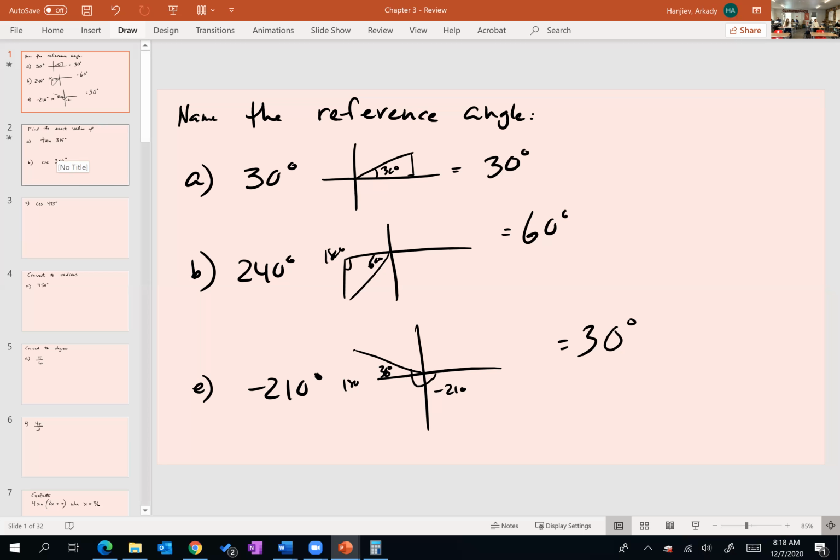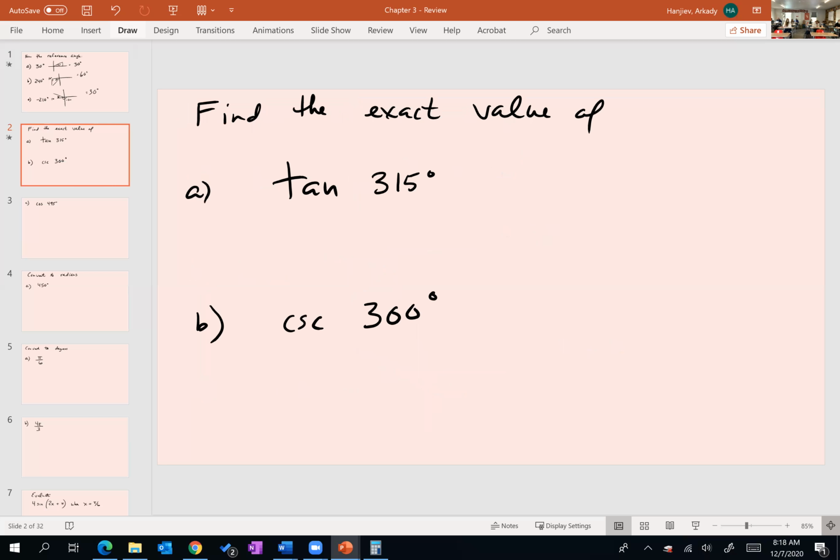Pick on some more people. Here we go. Tell me if I'm going too fast as well. Find the exact value. Haley, you've got A. Georgia, you have B. And these are exact values, so maybe the calculator might not help you here on this one. We'll see. Okay, boom.